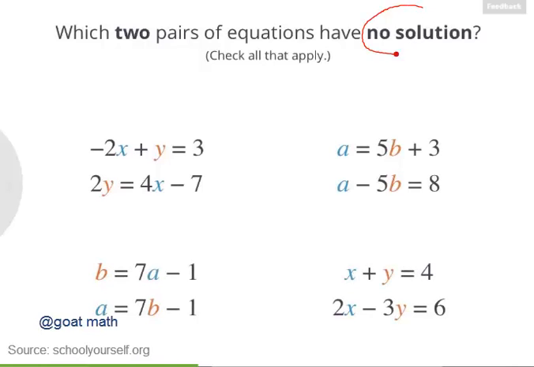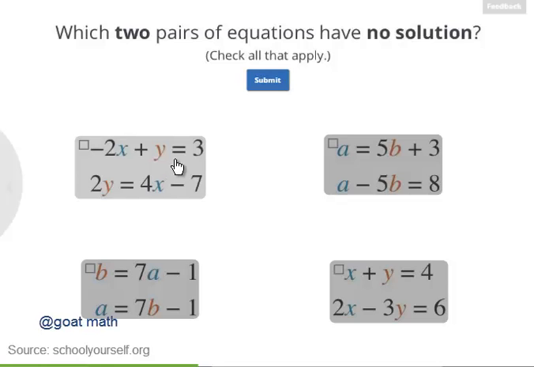Next, take a look at these different pairs of equations. Which two of them have no solution? For each pair of equations, try solving for one of the variables. If you get an equation with no solution, that means the pair of equations has no solution. This is a challenging question, so feel free to ask for a hint if you need one.